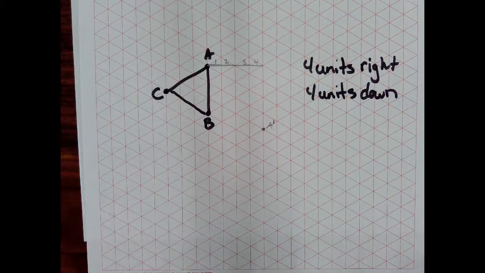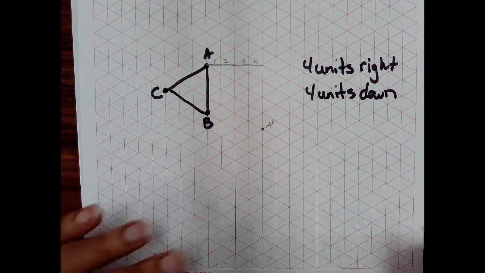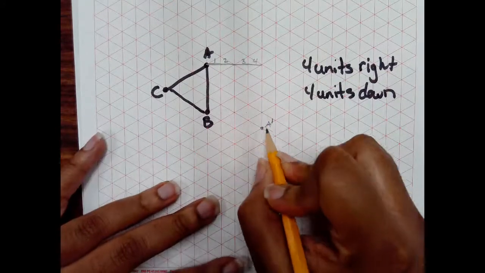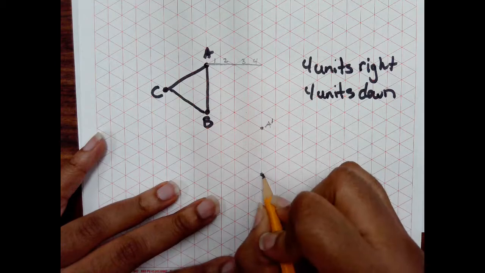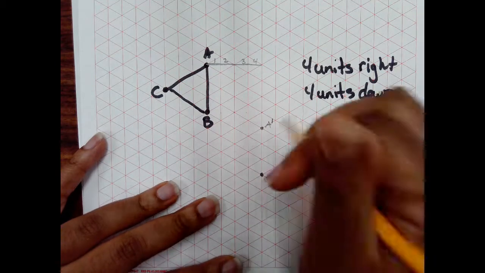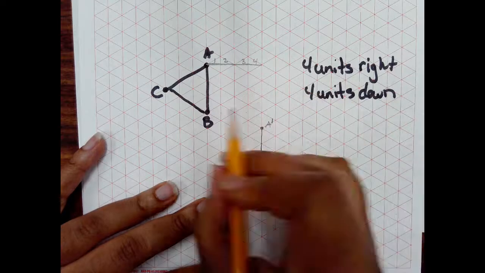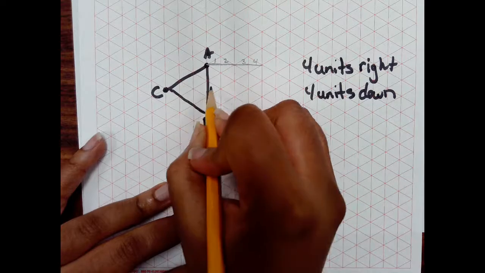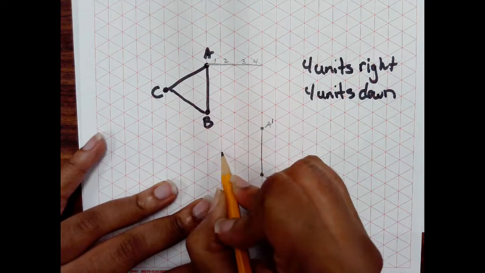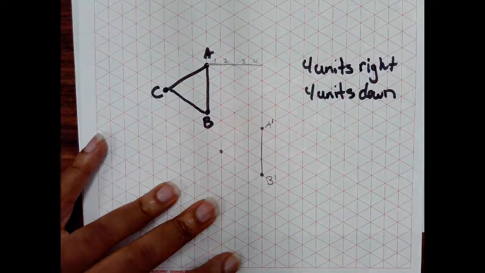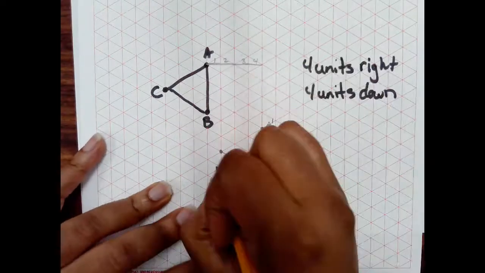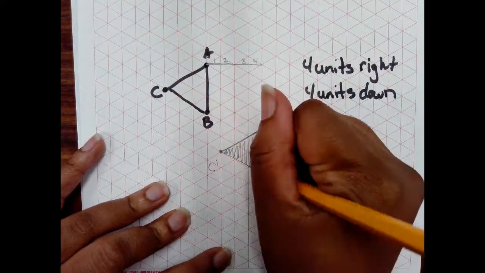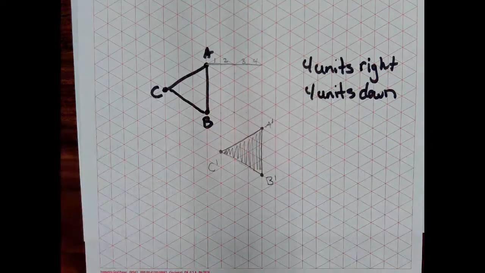I'm going to do the exact same thing with my B. So 1, 2, 3, 4. 1, 2, 3, 4. B prime. And then C. 1, 2, 3, 4. 1, 2, 3, 4. And there is my translated shape.